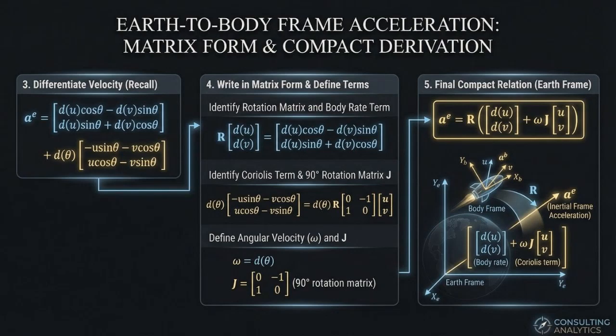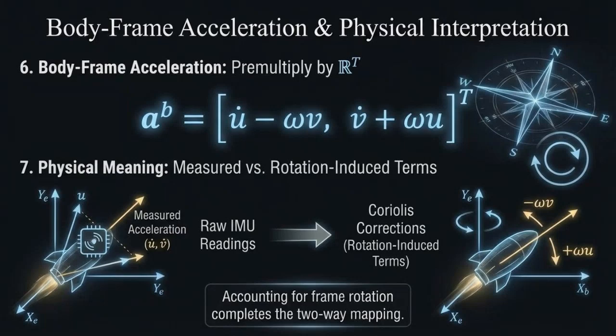Earth frame acceleration can be written in a compact matrix form. The equation is AE equals R times [u dot, v dot] plus omega J times [u, v]. Here omega equals theta dot, which is the yaw rate, and J is the 90-degree rotation matrix. The rotation matrix R maps the combined body frame acceleration and Coriolis term into the inertial frame. Writing the equations in this form makes the structure clear and prepares the expression for inversion or further analysis.